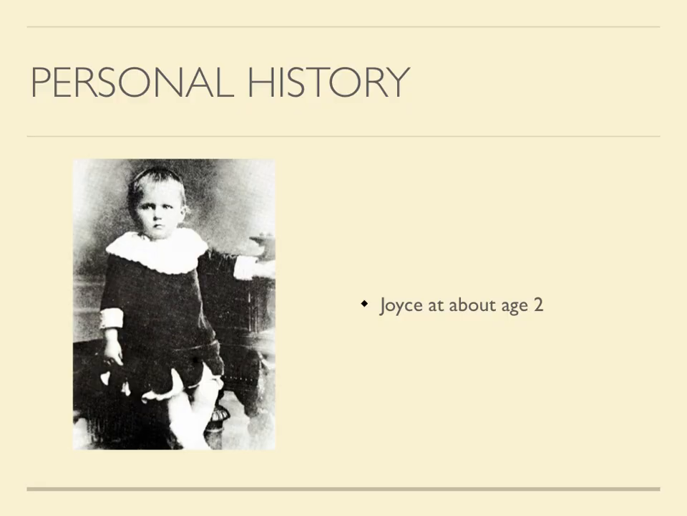Now for some personal history. This is a picture of James Joyce as a toddler, about 2 years old. He was the oldest child in the large family of John and May Murray Joyce. John Joyce was a gentleman who had inherited property from his family in Cork. To be a gentleman in those days was to live off income from property rather than working at a job.